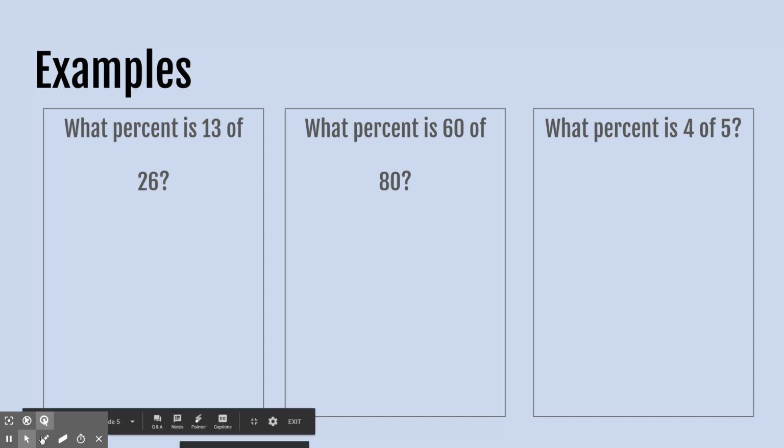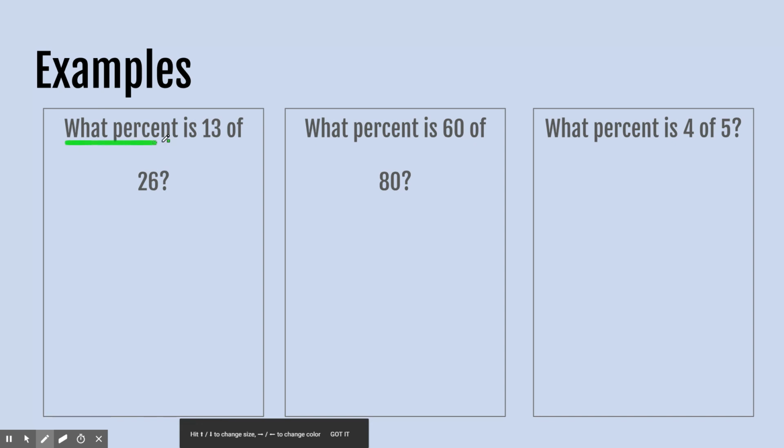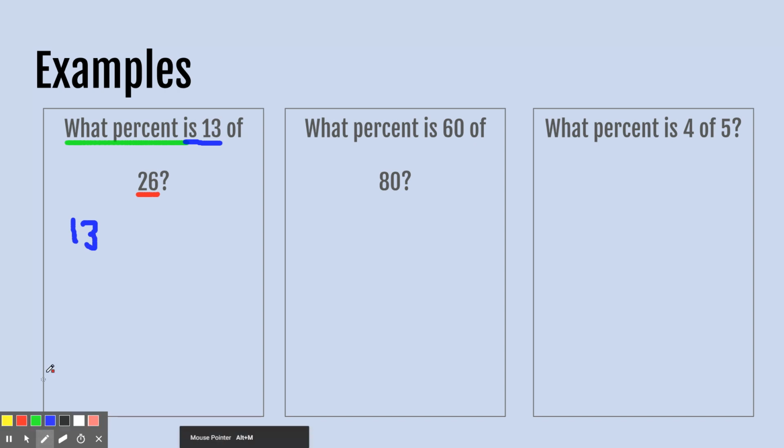But if I wanted to use the proportion, then this might be an example of what it would ask you. It would say, what percent, so that's what I'm trying to figure out, is 13, so that's the part, of 26, the whole. So when I set this up, I would have 13 to 26, so I know 13 is the part of 26, then I want to know what the percent equivalent is. Whoops, that's supposed to be an equal sign. So 100 is going in the denominator because that is the whole, and I'm trying to figure out what percent that is.